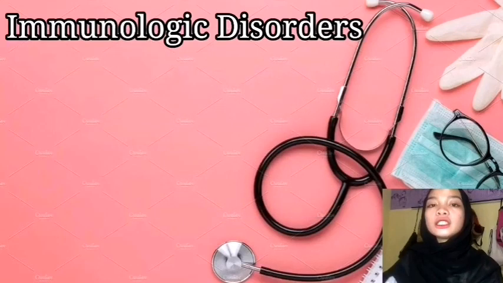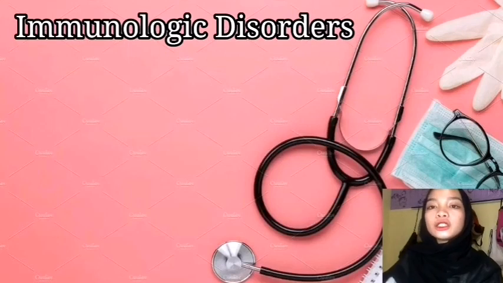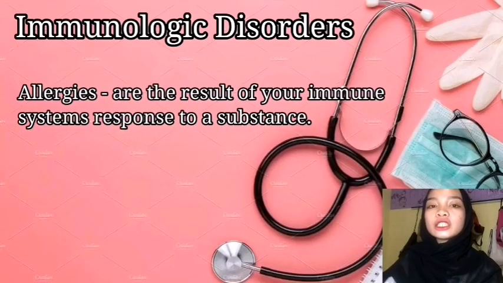So, immunologic disorder is disease or conditions caused by dysfunction of the immune system and include allergy, autoimmune disease, autoinflammatory syndromes, and immunological deficiency syndromes. So, for the allergies are the result of your immune system's response to a substance. Immune responses can be mild from coughing and runny nose to a life-threatening reaction from anaphylaxis. A person becomes allergic when their body develops antibodies against a substance.